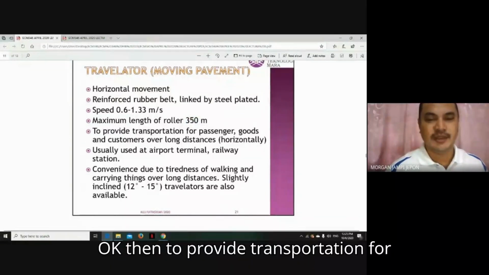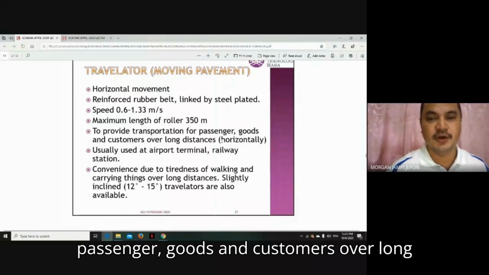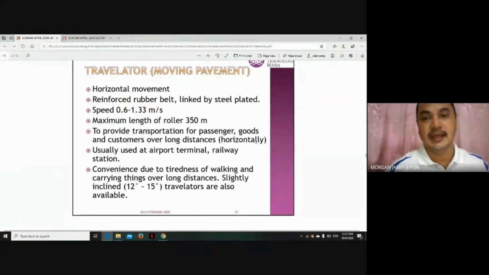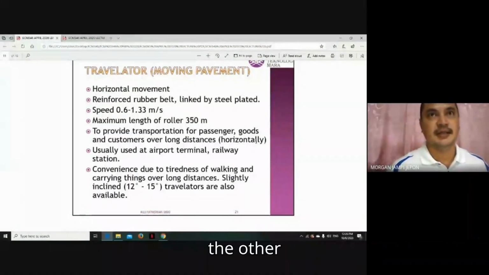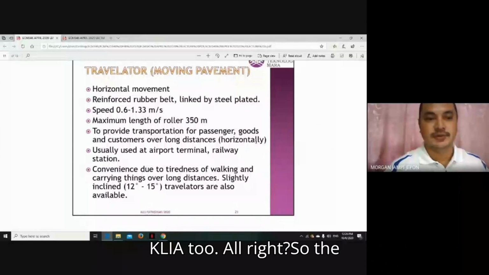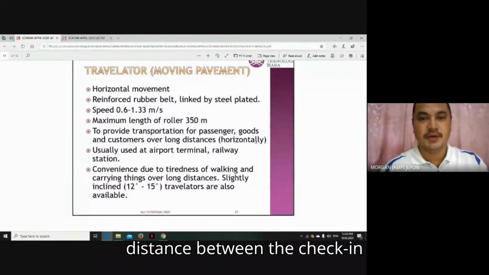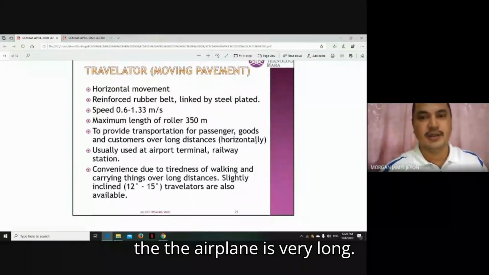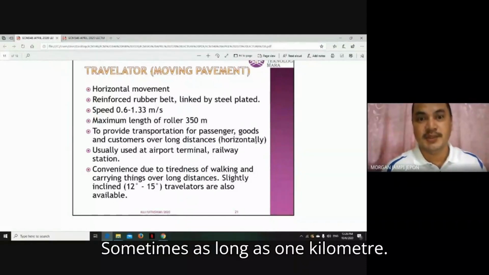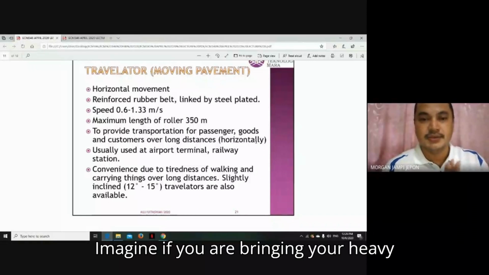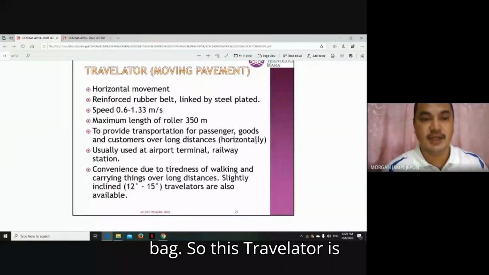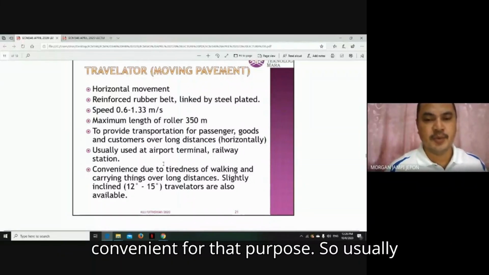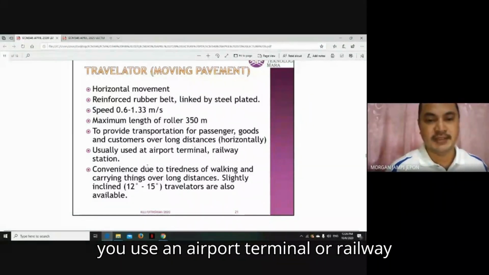It provides transportation for passengers, goods, and customers over long distances horizontally. Imagine in airports like KLIA and KLIA2, the distance between the check-in counter and the airplane is very long. Sometimes it's as long as 1 kilometer. Imagine if you are bringing your heavy bag. So this travelator is convenient for that purpose. Usually you use it at airport terminals or railway stations.